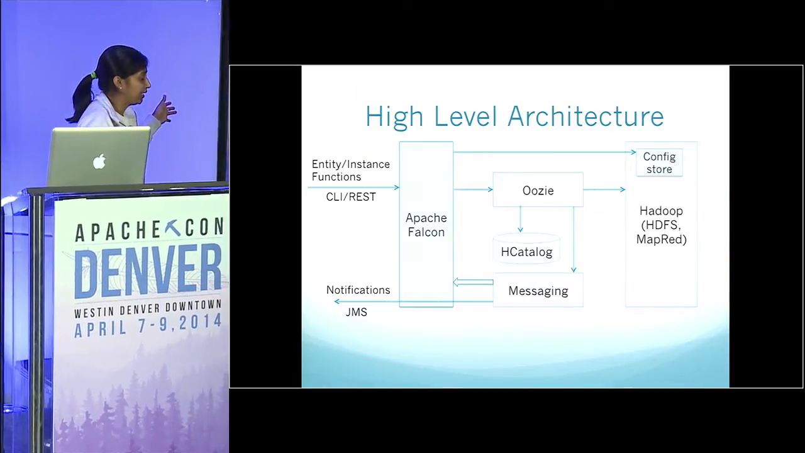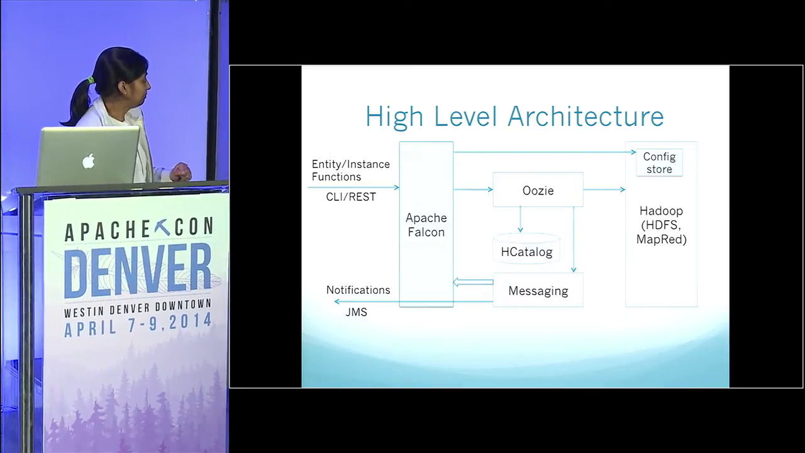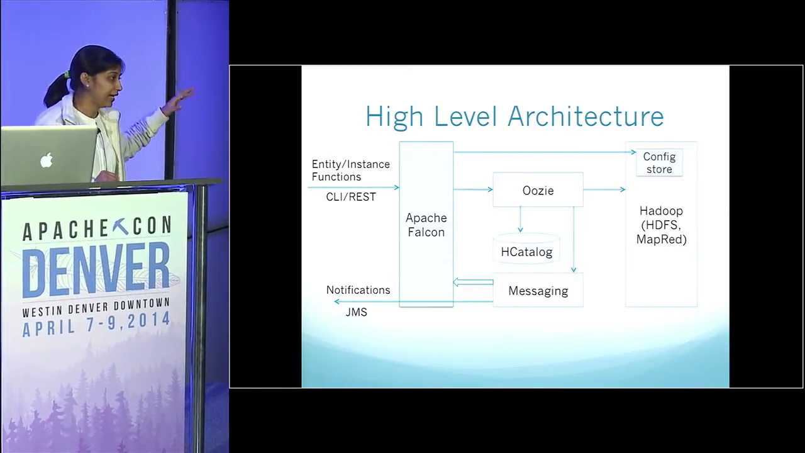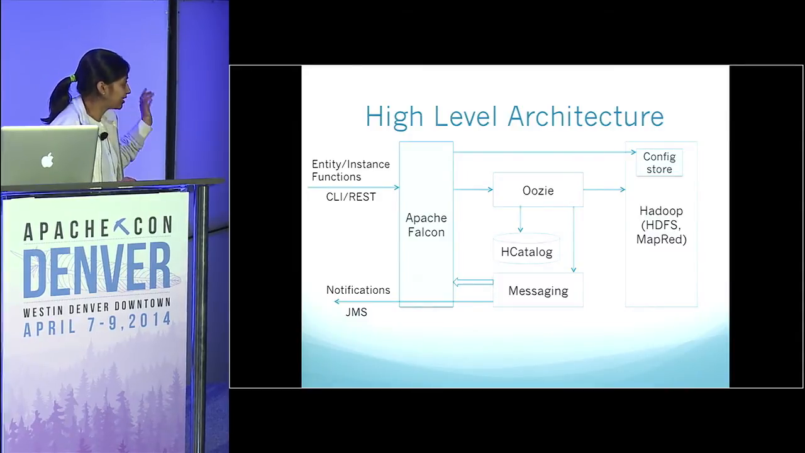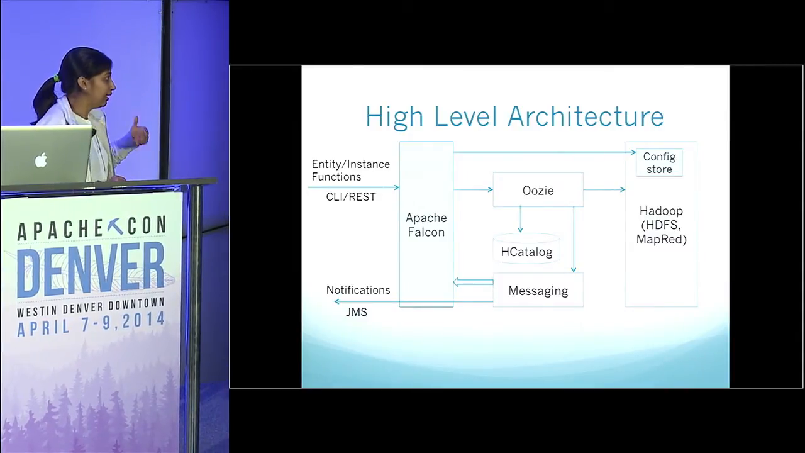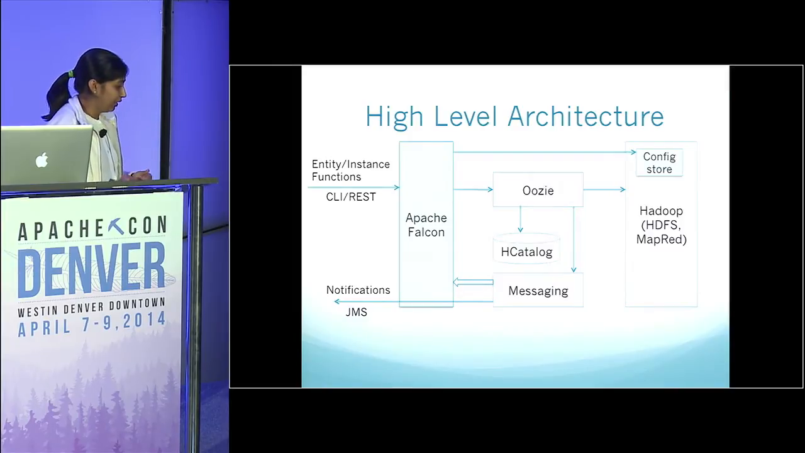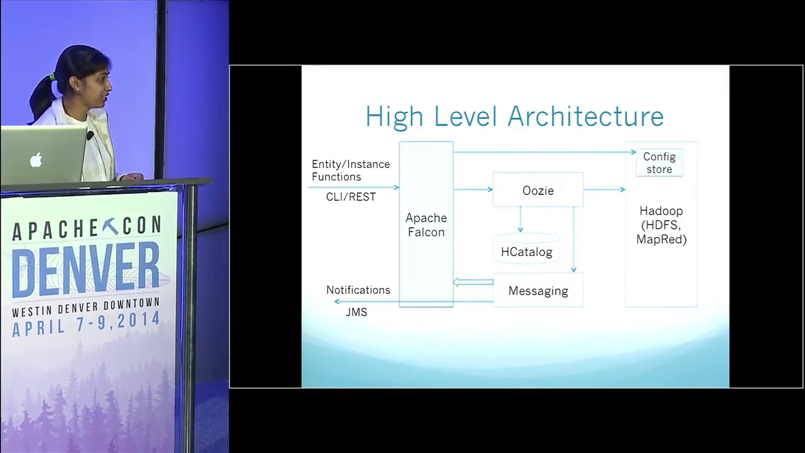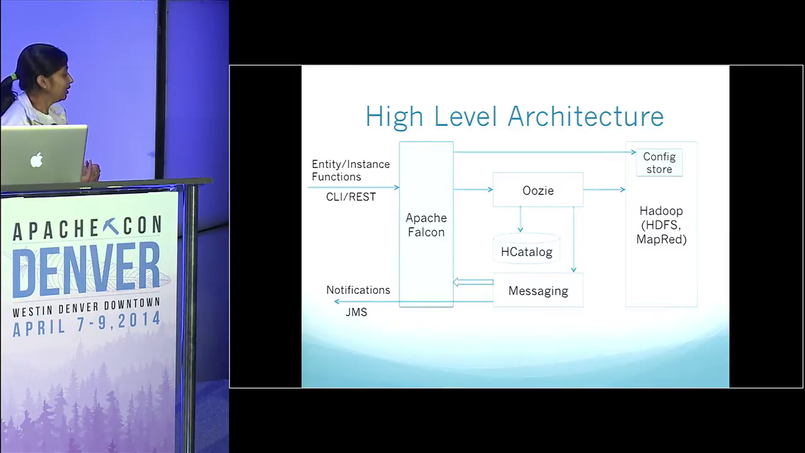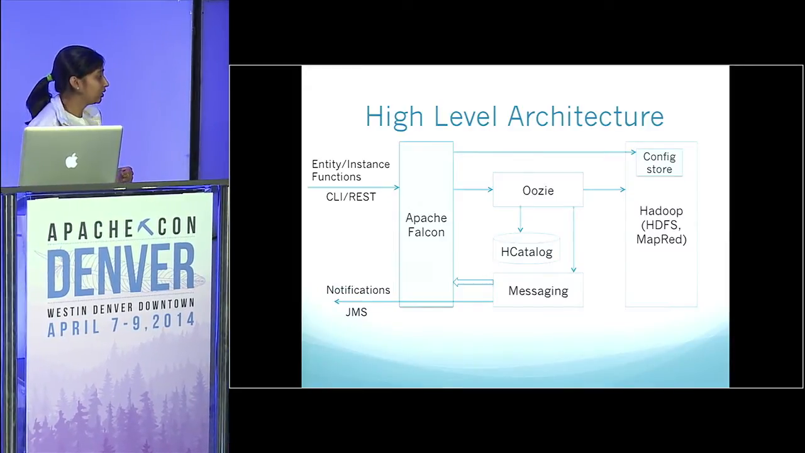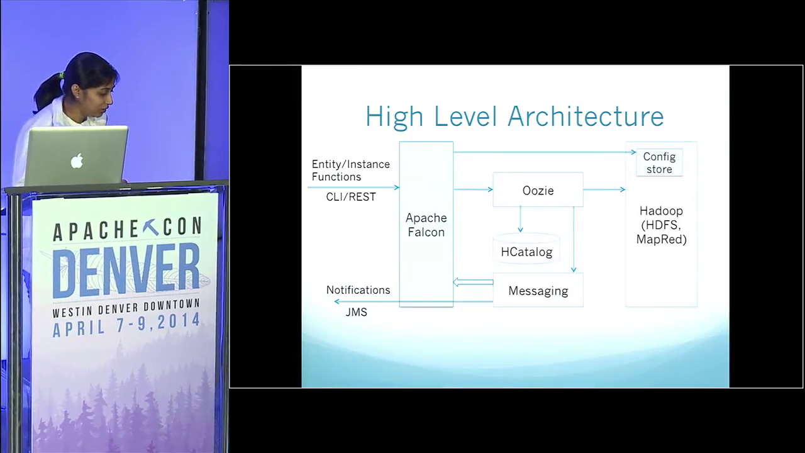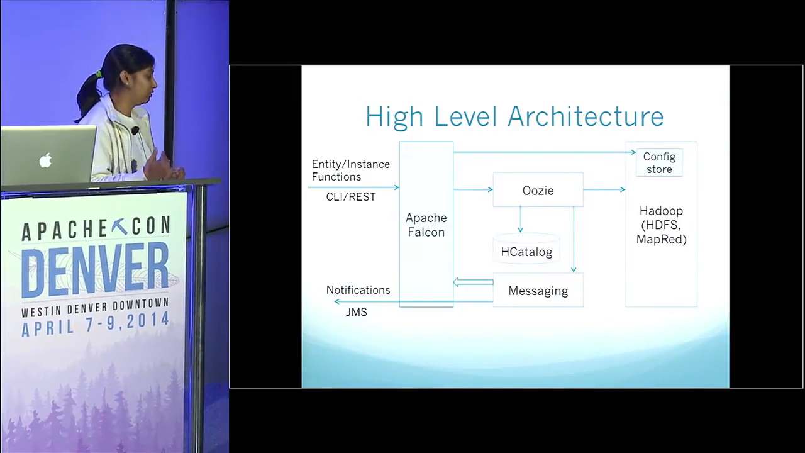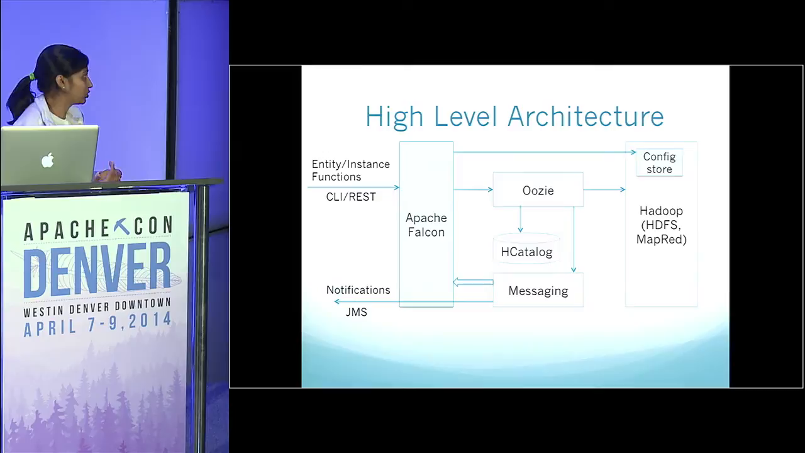This is a high level architecture of Falcon. Falcon is a very lightweight application. It has CLI and REST APIs to manage different entities. And it also exposes instance functions, which basically let you look at one instance of the pipeline, for example an hourly process, if you want to check what happened to that process which was supposed to run today.